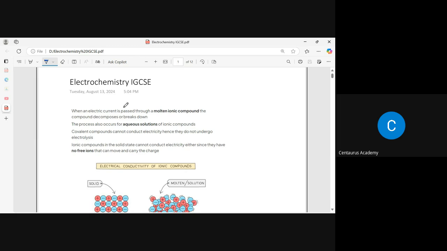So basically, when you go through this topic, this is the study of those chemical reactions which undergo the process of electrolysis. If you look into this terminology, electrolysis, you can break it down into two parts: electro and lysis. Electro refers to electric current, whereas lysis means breakdown.